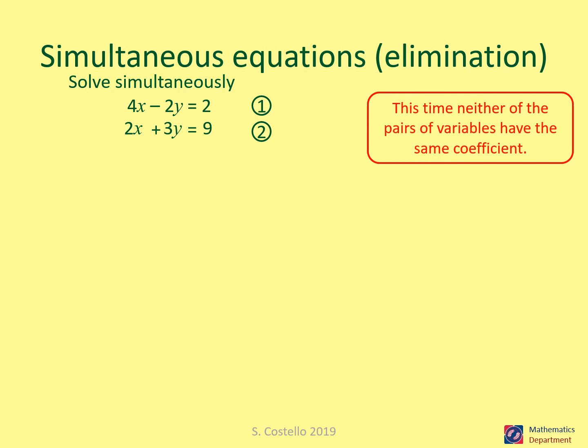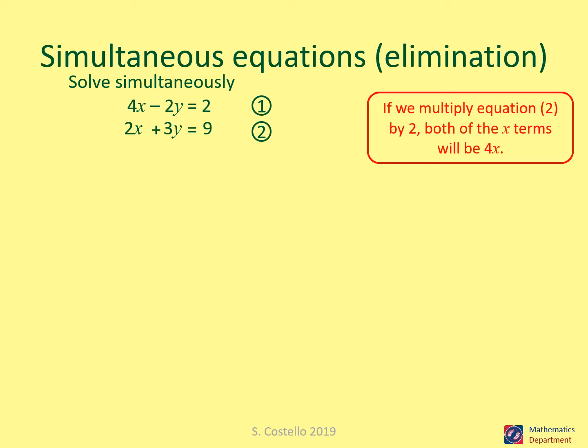This time, neither of the pair of values have the same coefficient. So we multiply one or both of the lines to balance either the x or the y coefficient. So you look at both of the y's, what's the lowest common multiple of them? Or you look at both the x's, what's the lowest common multiple of them both? And choose either the x or the y to balance the coefficient, so to make the coefficient of one of those terms the same.